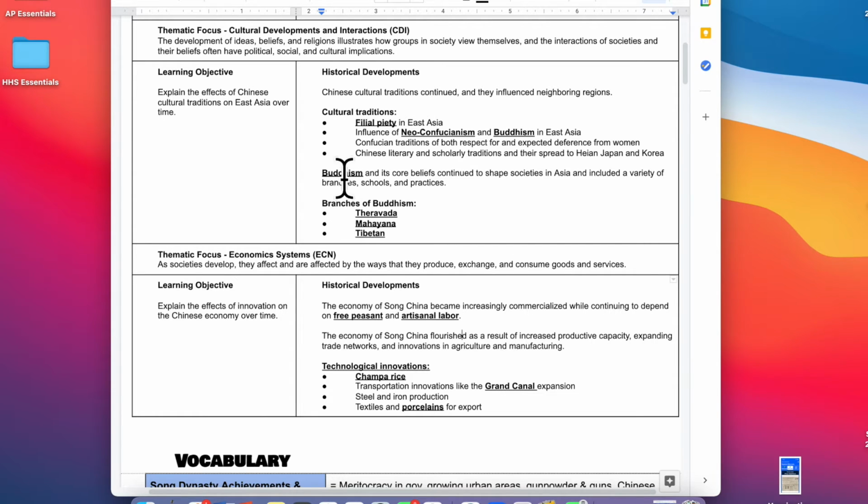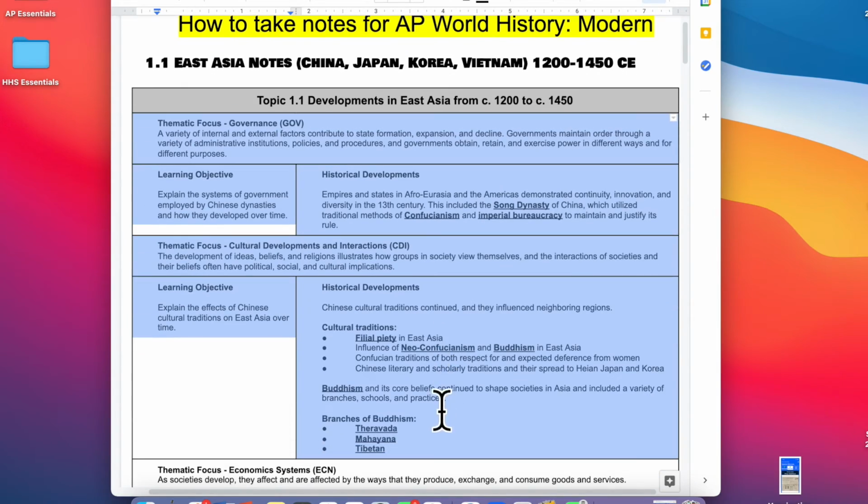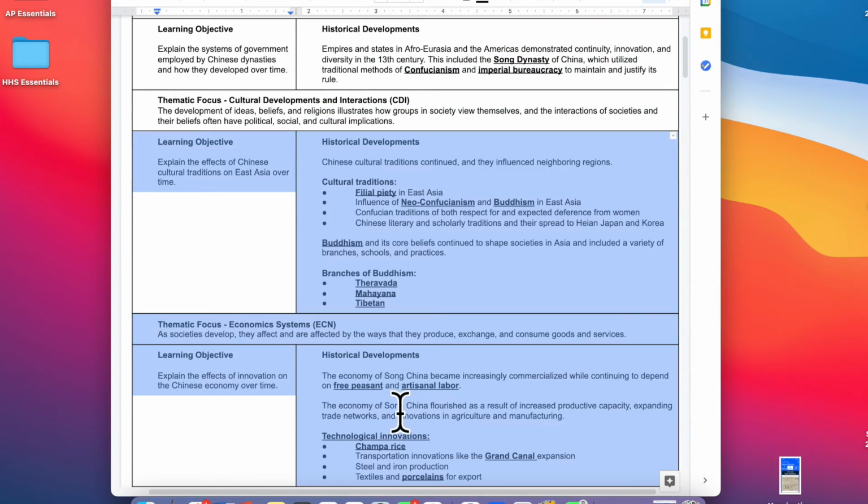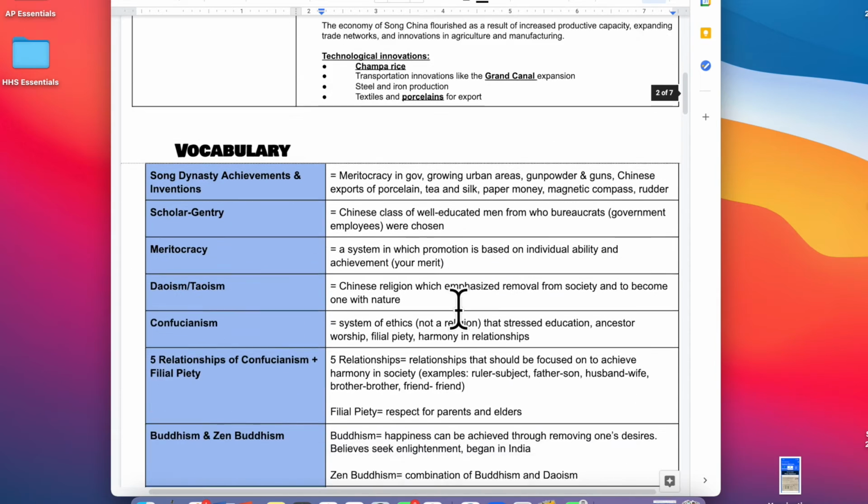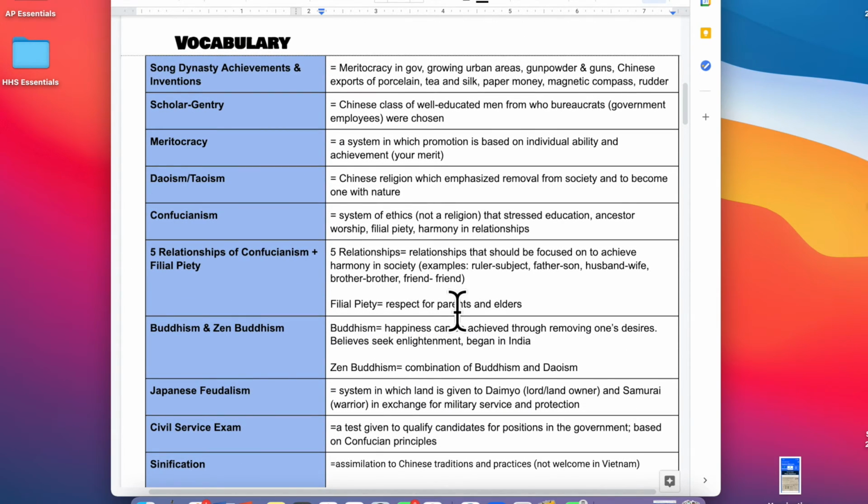All right, so this would all be highlighted and color-coded the way that makes you feel comfortable. Now you move down to the vocabulary section. All you're doing is reading this to introduce yourself to terms and concepts that you need to be familiar with when you're watching the video and when you're doing the text-based reading.